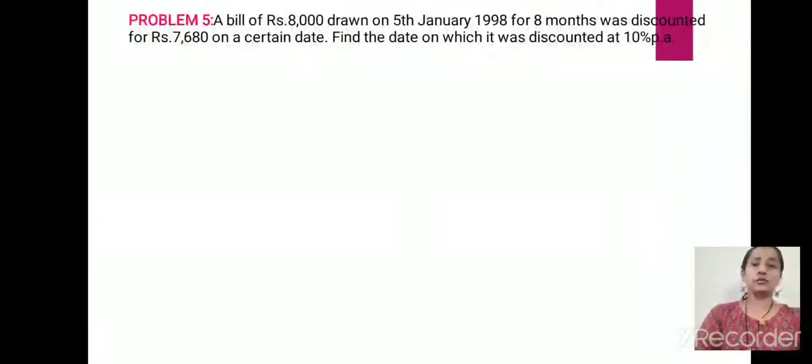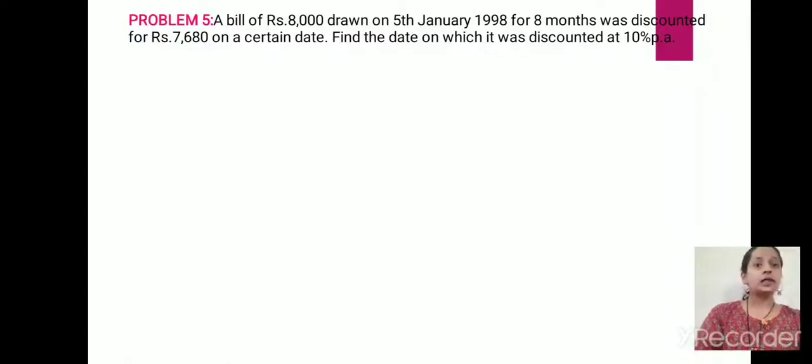Now the fifth problem. In the last lecture we discussed four problems, so I have numbered this as 5. If you recollect, fine, or if you don't recollect, revise the problems again. Now the next problem is problem 5. A bill of rupees 8,000 drawn on 5th January 1998 for 8 months was discounted for rupees 7,680 on a certain date. Find the date on which it was discounted at 10% per annum.